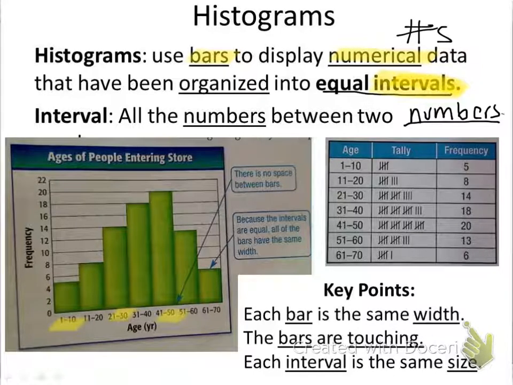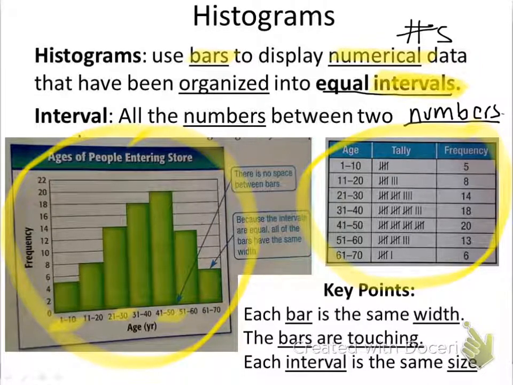So this histogram here came from this frequency table. It was really easy to make this histogram because our data was already divided into equal intervals. Some key points about histograms are that, first of all, each bar is the same width. So if you look in here, each bar is the same width. The bars are all touching. It's not like in a bar graph where there's space between the bars. In this situation, all the bars are touching. The last one, and the most important one, is that each interval is the same size.